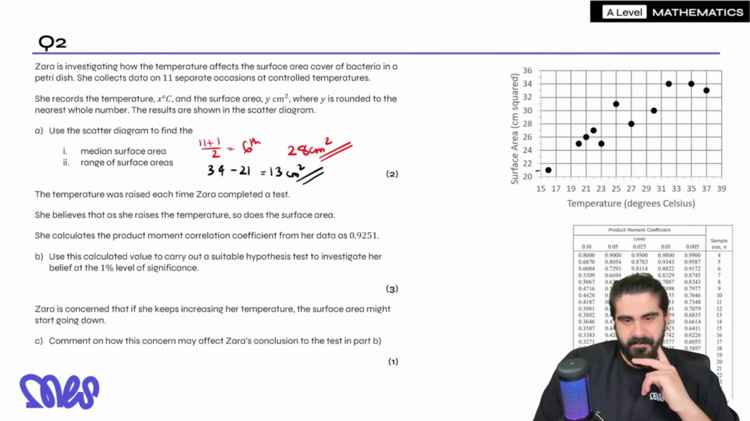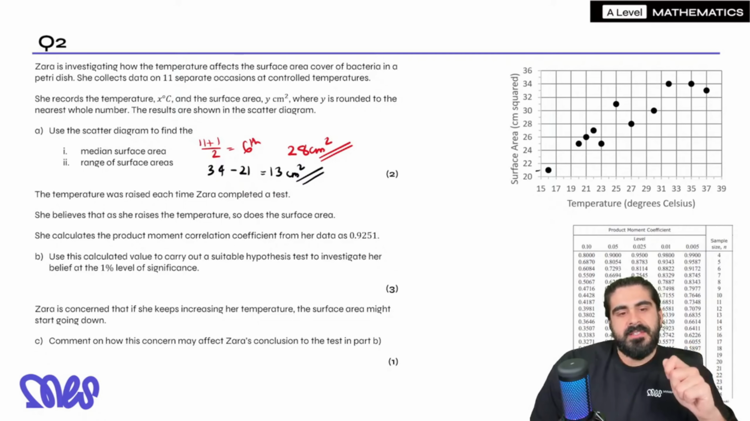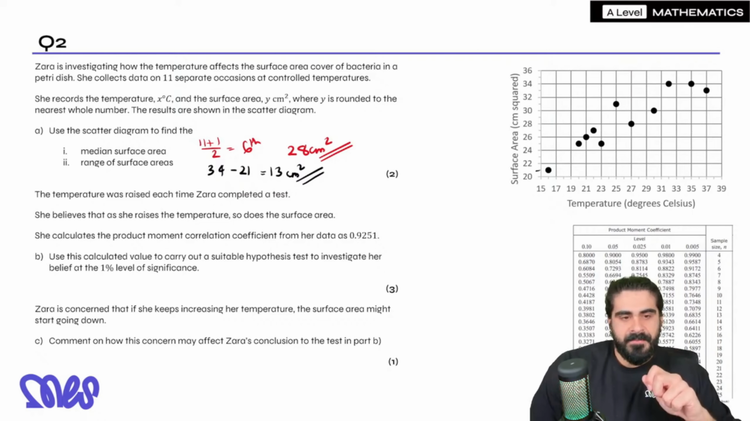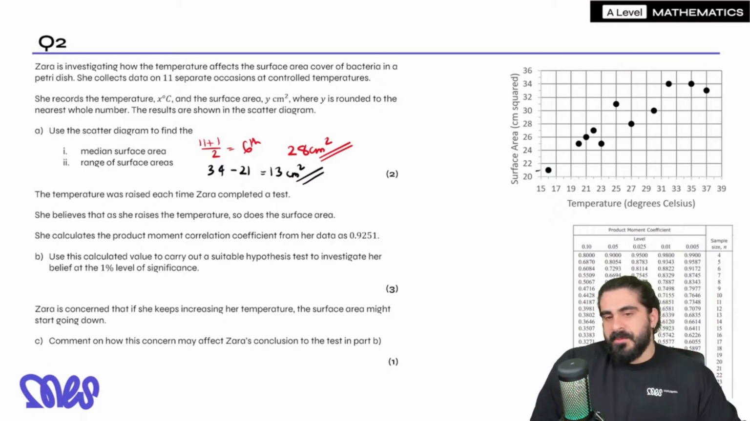Centimeters squared. The temperature was raised each time Zara completed the test. She believes that as she raises the temperature, so does the surface area. She calculated the PMCC for her data at 0.9251. Use this calculated value to carry out a suitable hypothesis test to investigate her belief at the 1% level of significance. So what do we assume to be H0 here?